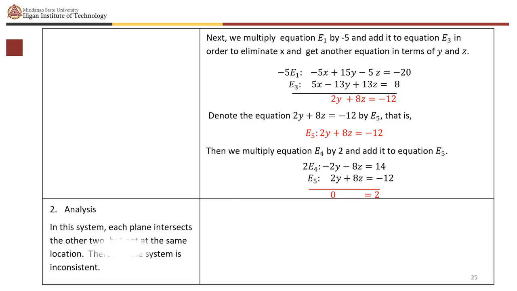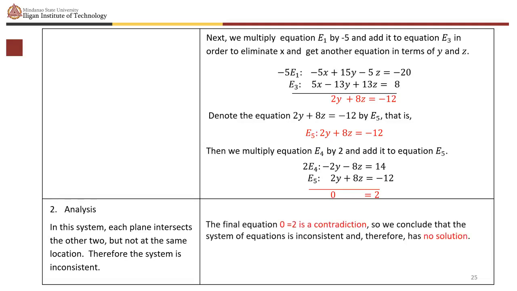So meaning to say, in this system, each plane intersects the other two, but not at the same location. So therefore, the system is actually inconsistent. So the final equation 0 equal to 2 is a contradiction. So we conclude that the system of equations is inconsistent and therefore has no solution.